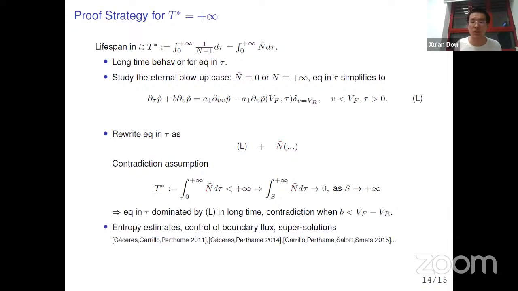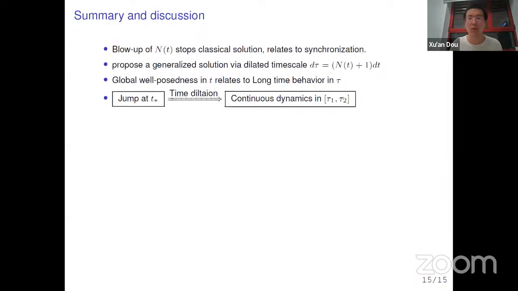And to turn this intuition into rigorous proof, we adopt various estimates developed for the classical solution for the equation in T, like the entropy estimate and the super solution techniques. And to summarize, the blow up of the firing rate mathematically stops the classical solution and is related to the synchronization. And in this work, we propose a generalized solution by introducing a new time scale. And in our generalized solution, the density function has a jump when the firing rate blows up, but this jump will dilate to a continuous dynamic in an interval in the new time scale.